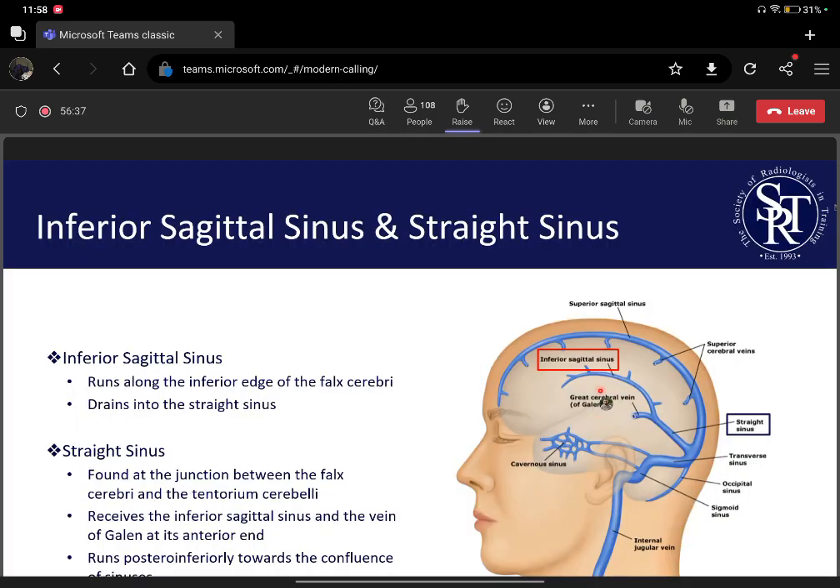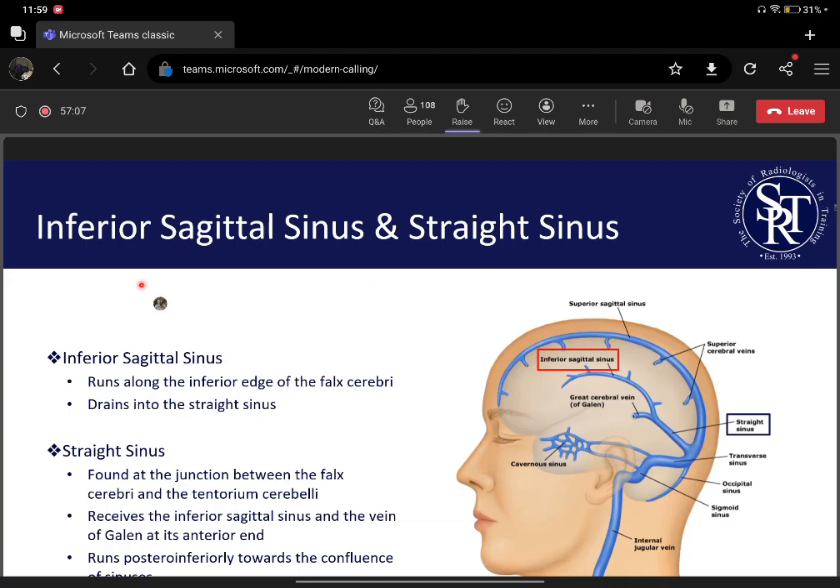Next, let's talk about the inferior sagittal sinus, which is parallel to the superior sagittal sinus, but it runs along the inferior edge of the falx cerebri, and it drains into the straight sinus, which is found at the junction between the falx cerebri and the tentorium cerebelli, and it receives not just the inferior sagittal sinus, also the great vein of Galen, and it will continue to run posterior inferiorly to join at the confluence of sinuses.